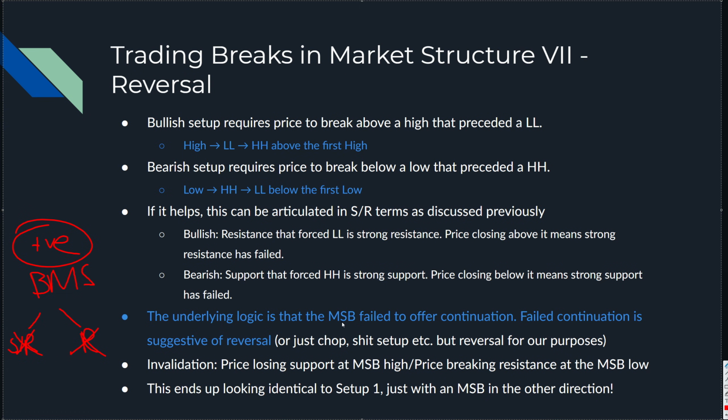Okay, so the underlying logic is the market structure break failed to offer continuation. Did it continue off the SR flip? Nope. Okay, did it make a higher low and find support on a dip? No, it actually made a lower low. Oh, well, it's no longer bullish then. Okay? That's why it's bearish, because it failed as a bullish setup to offer continuation. And those participants taking these setups or even taking the breakout are trapped on the wrong side of the market.